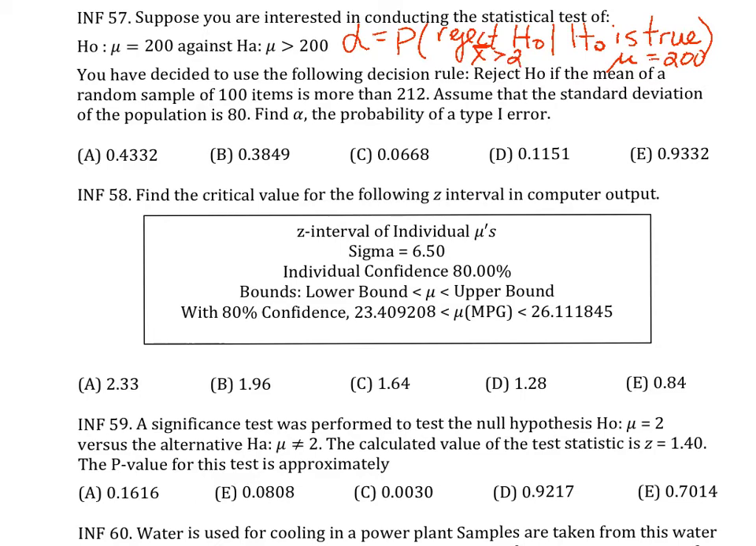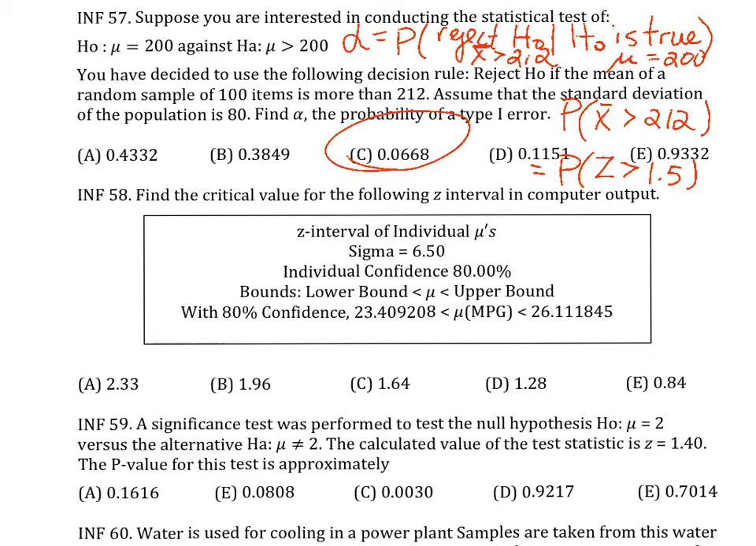is greater than 212. So we want to calculate the probability that x bar is greater than 212 using the fact that mu is 200. So we're going to standardize this problem. X bar greater than 212. Standardize that, assuming H0 is true, and you'll get P, the probability that Z is greater than 1.5, and that makes your alpha C.